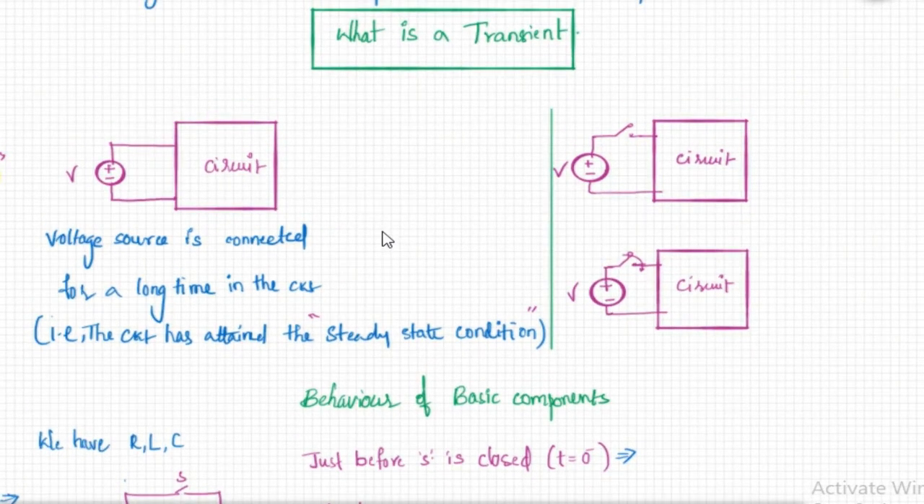What is a transient? Here we have a circuit. This box contains many resistors, inductors, and capacitors. Here you can see a voltage source is connected for a long time in the circuit. I am mentioning this long time because generally when the circuit is switched on to a supply, there is a period that we have just discussed, that is the transient period. After these transients die out, there is a period that is called the steady state period.